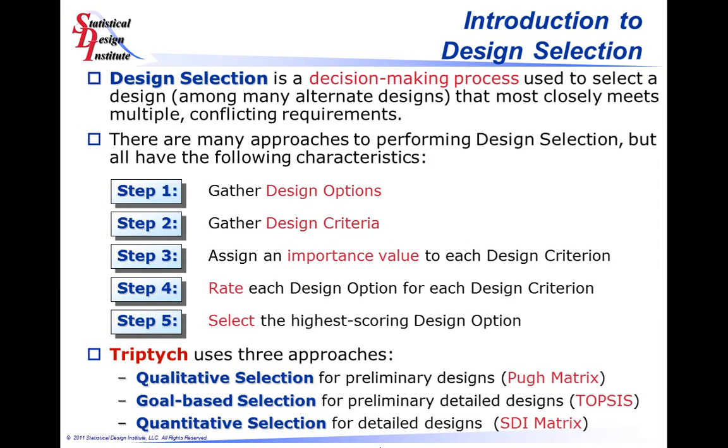So among the many approaches that are available, we've selected three techniques for implementation in the Triptych tool set. The first is a qualitative selection technique that allows you to evaluate preliminary designs using a Pugh Matrix approach. The next is a quantitative technique, but it is a goal-based technique that is based on the TOPSIS method. And then finally a purely quantitative selection technique that we've implemented and called the SDI Matrix method.